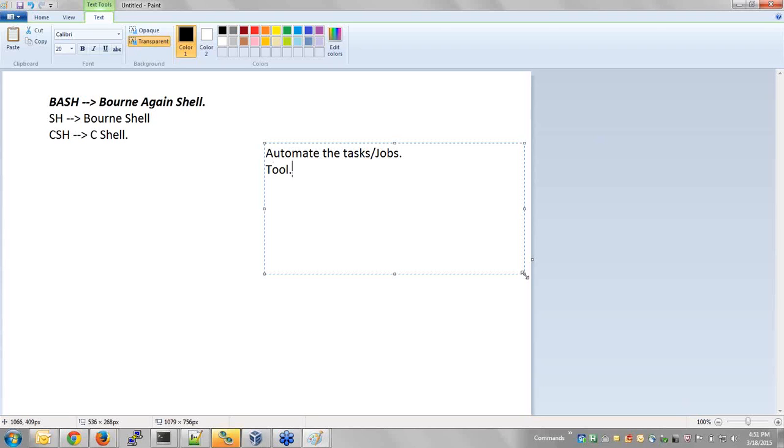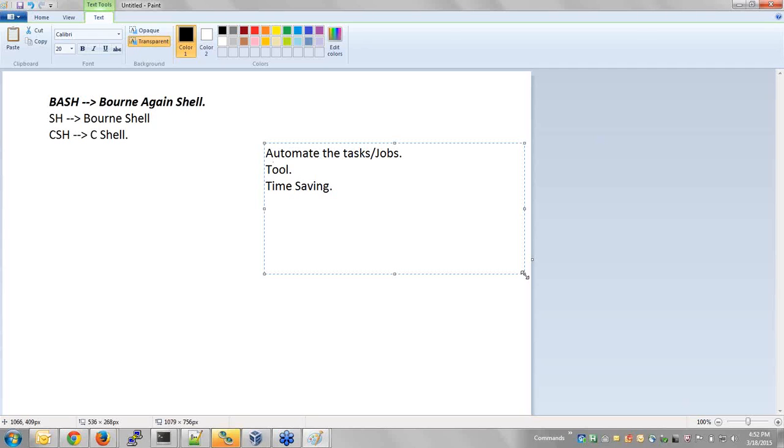By automating a particular job, you make some tools, and what you achieve is that you save a lot of time. You are going to save a lot of time. So let's say a job is there, a certain job which you need to execute at a certain point of time.